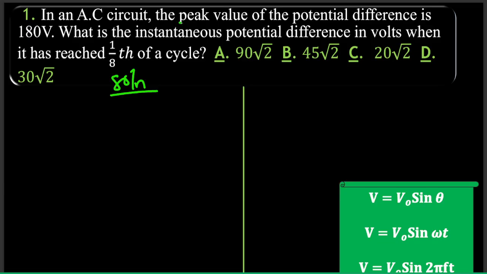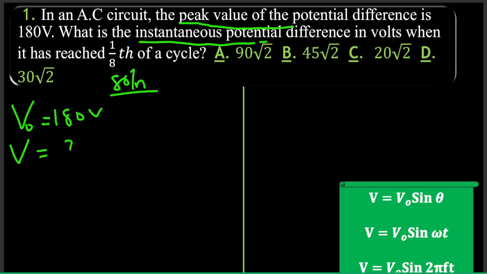The question says the peak value of the potential difference, that is V naught, is 180 volts. And then the instantaneous potential difference, that's the V without any subscript, is what we are looking for. And the question says when it has reached 1/8 of a cycle. So this is talking about the phase angle, which is theta.